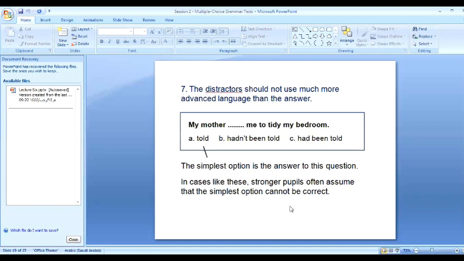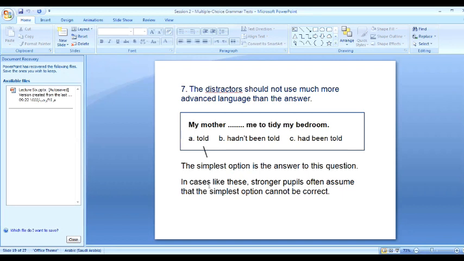Number 7, the distractors should not use much more advanced language than the answer. So my mother dash dash me to tidy my bedroom. So here taught, hadn't been taught, had been taught. So the distractors like hadn't been taught and had been taught are advanced language. So the distractors should not use much more advanced language. So here, the simple option is the answer of this question, taught.